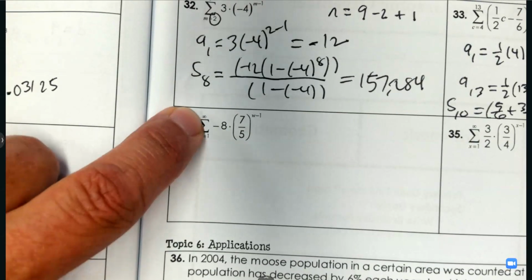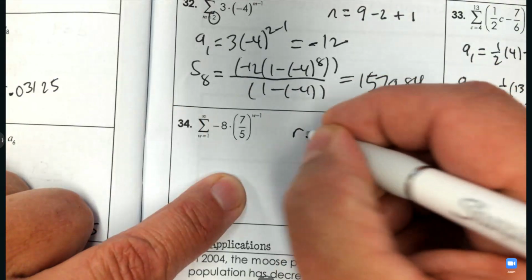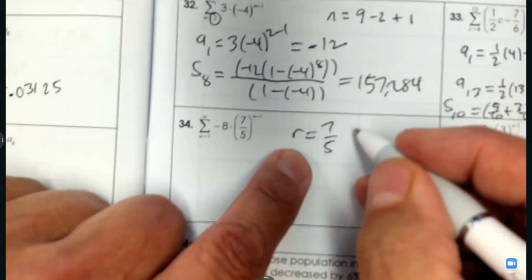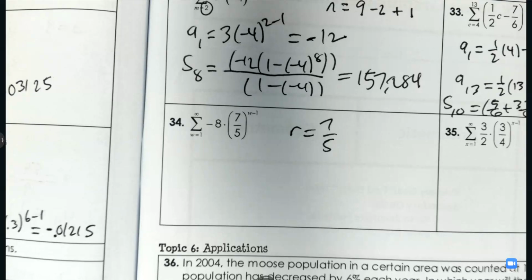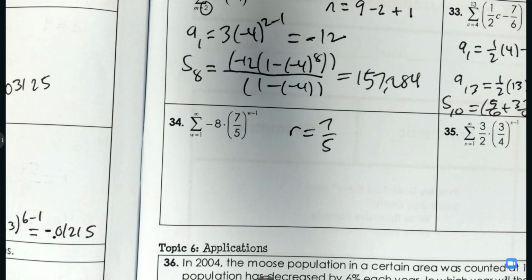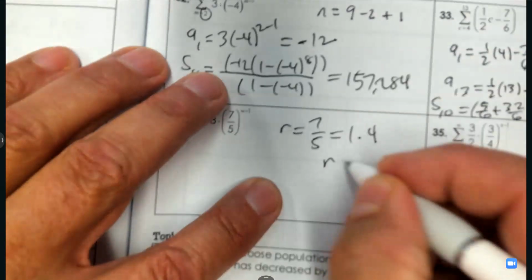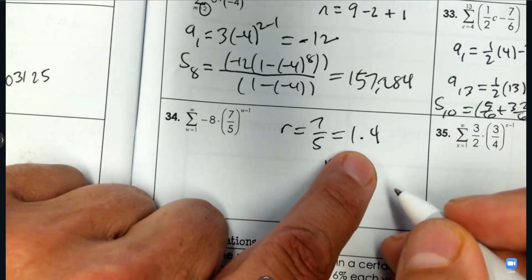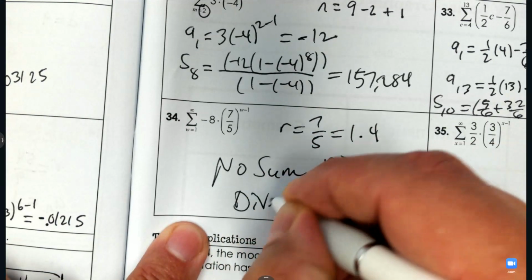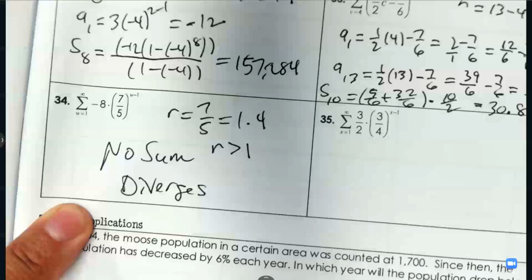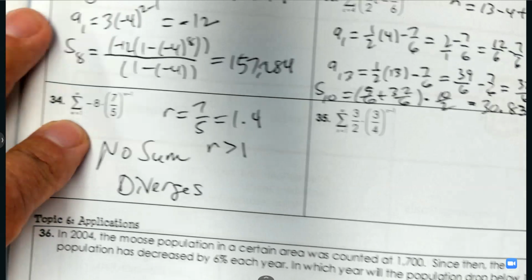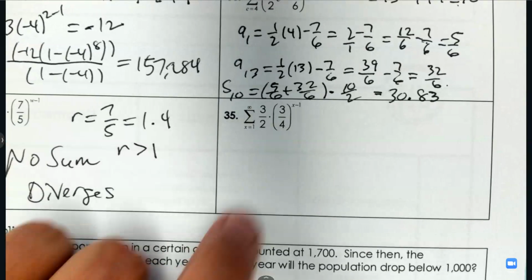All right, notice this goes to infinity. I want you to know R is the base. Since 7 divided by 5, take your calculator, go 7 divided by 5, you can see that answer is 1.4. Since that number is greater than 1, this has no sum. And the word that we use is divergent, or it diverges. In order for there to be an infinite sum, R has to be between -1 and 1.